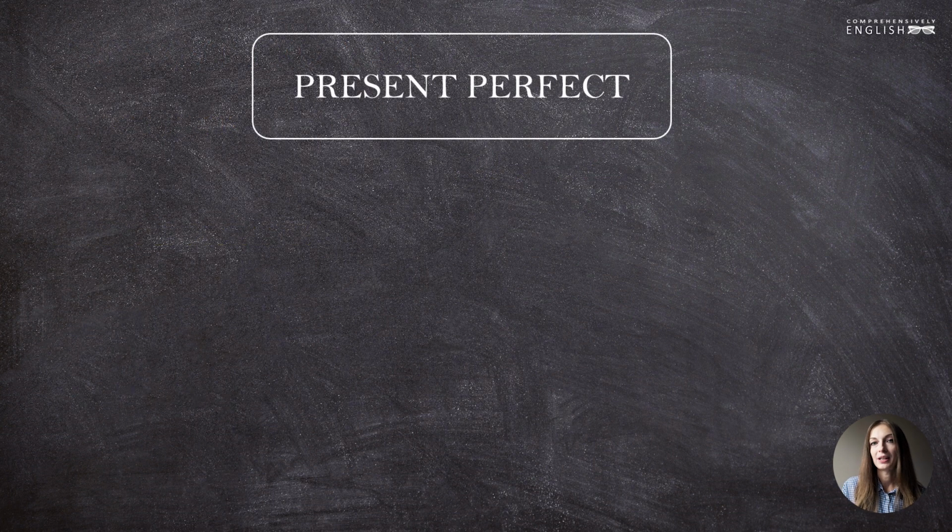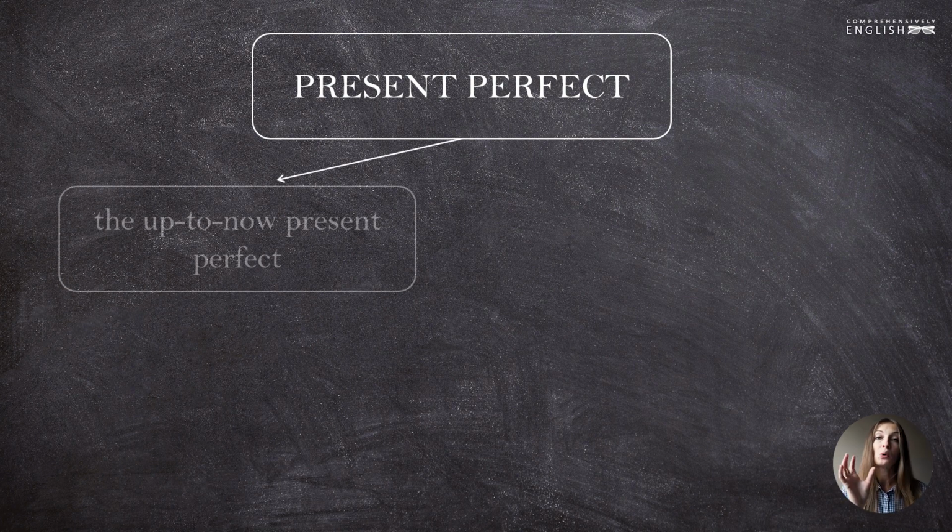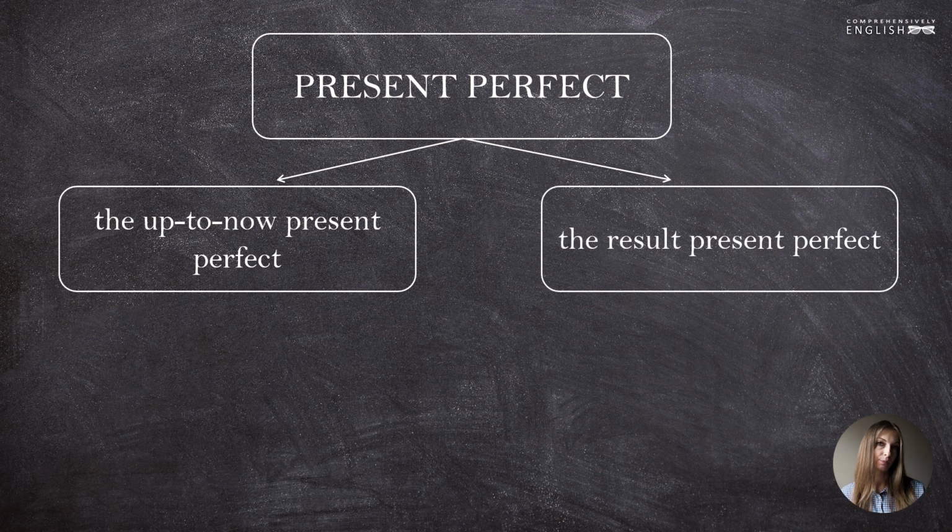When we speak about the present perfect tense, we should keep in mind that there are like two types of the present perfect tense. It doesn't mean that we are speaking about two different formulas or two separate forms of the present perfect tense. It's just that we can divide all the cases when we use the present perfect into two big groups. We speak about the so-called "up to now" present perfect and the "result" present perfect.